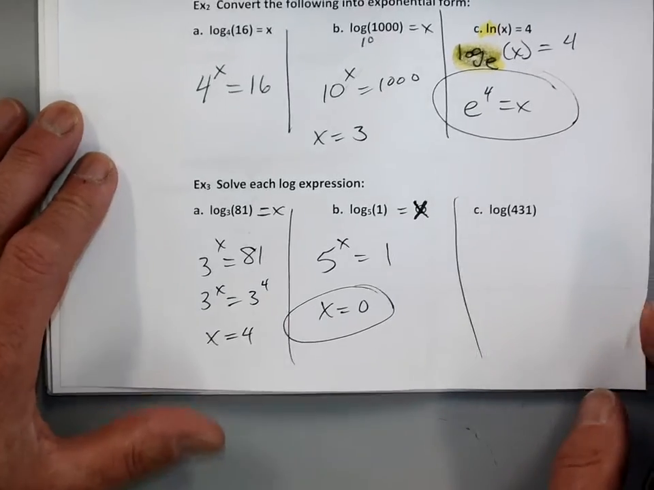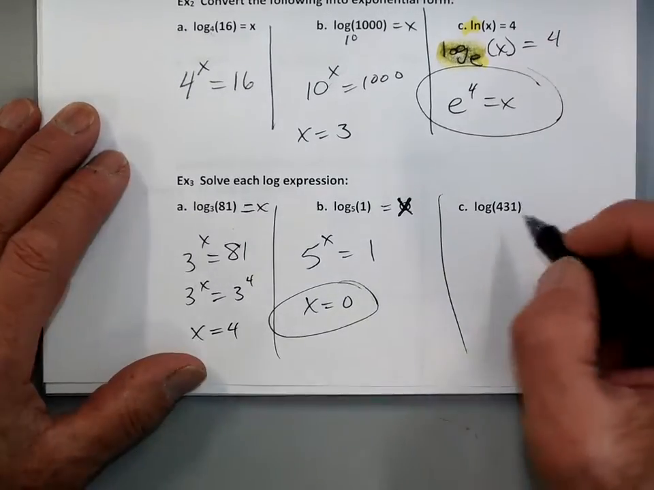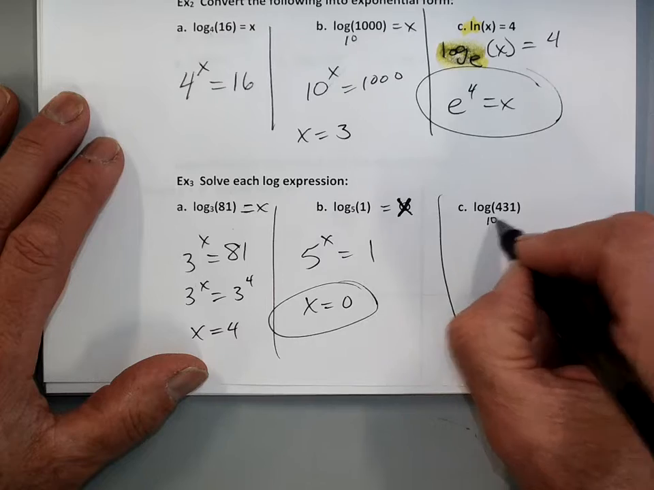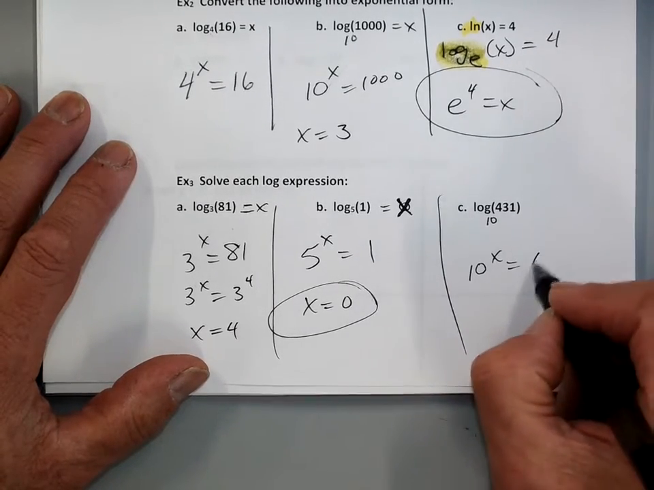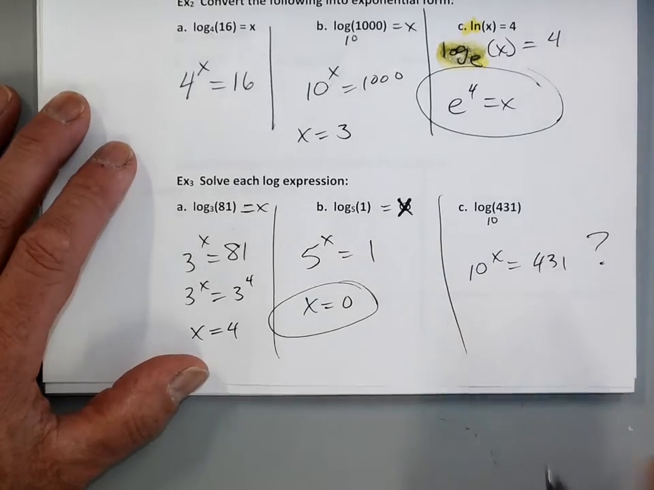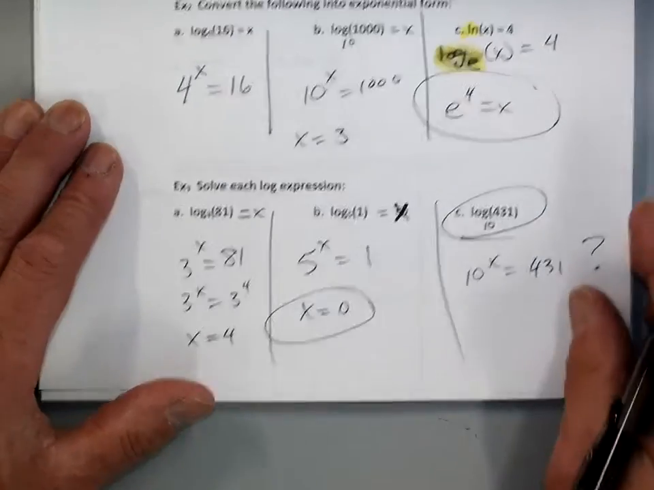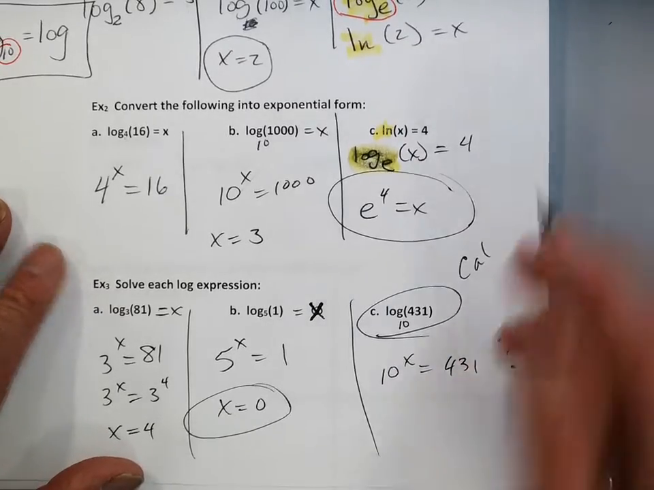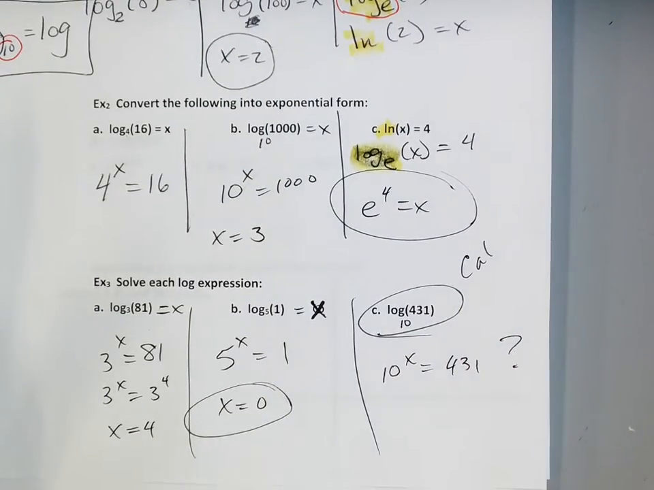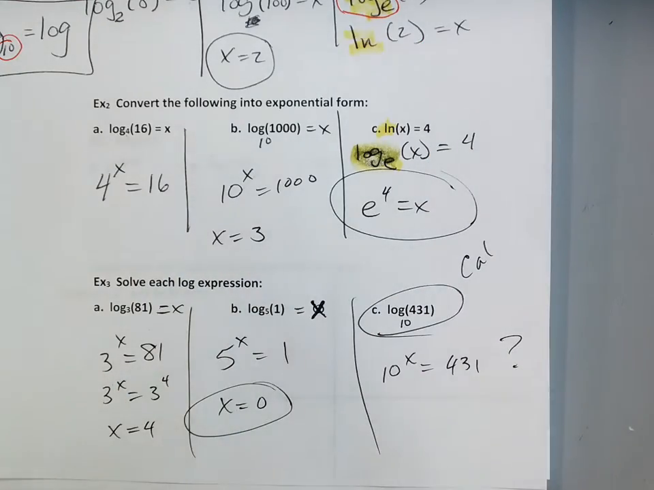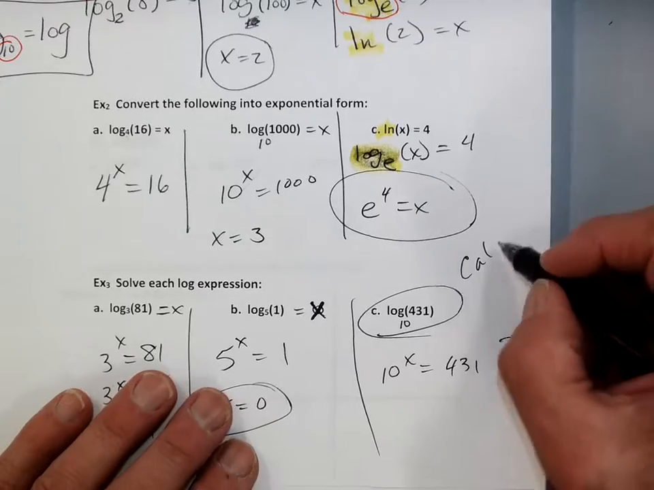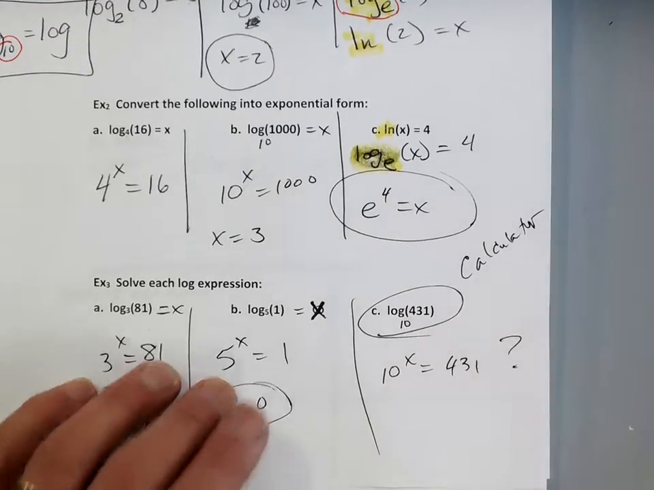Now, c. There's an implied 10, right? And in this case, 10 to what power equals 431? I'd have to guess and check, but why don't I just use my calculator? I've got this button in my calculator, and even on your phone, if you turn it sideways on your calculator, you should have a log button also. I'm just going to use my fancy one.